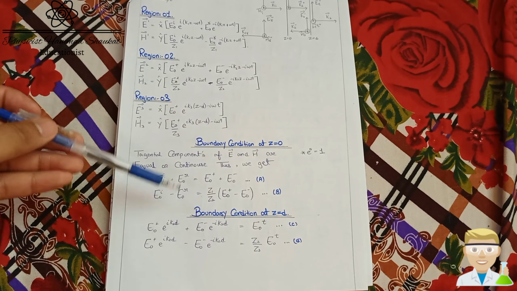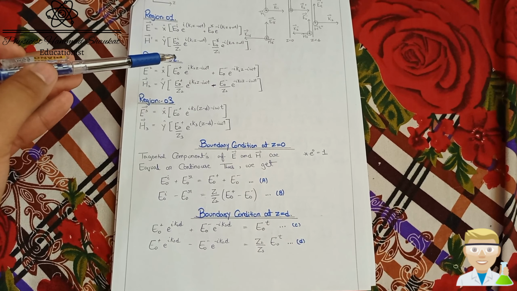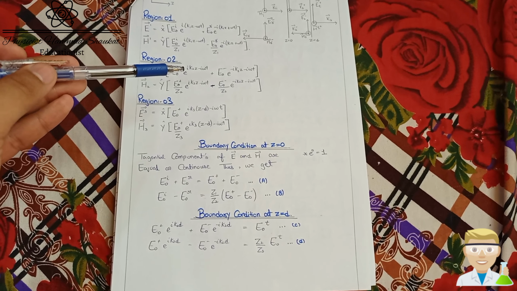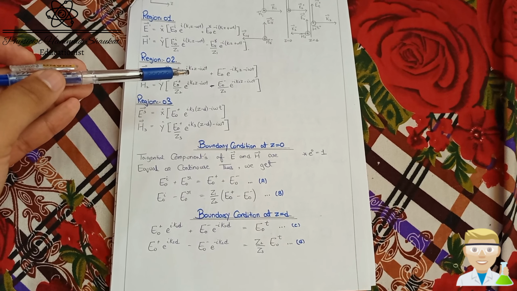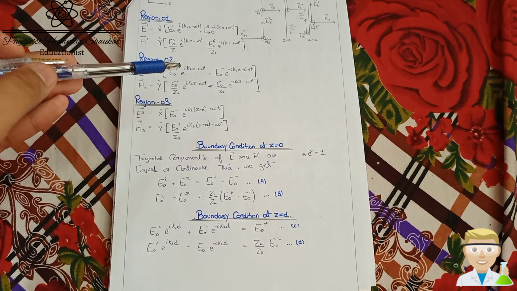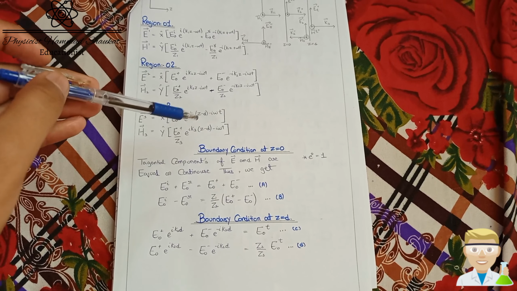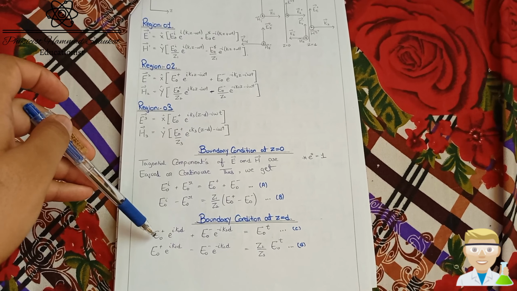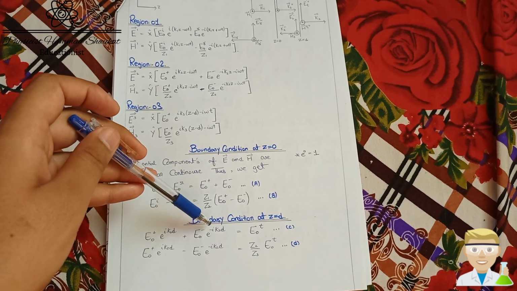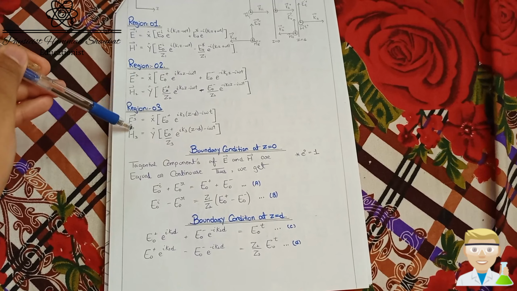So let us apply it first for the electric field. Again directions and amplitudes cancel with the other region. You will only be left with E naught plus e power iota k2 z, where z becomes d because z equals d is the boundary condition. The e power iota omega t taken common from region 2 and region 3 cancels each other. You will only be left with E naught plus e power plus iota k2d plus E naught minus e power minus iota k2d, and this is equated with the electric field in region 3.